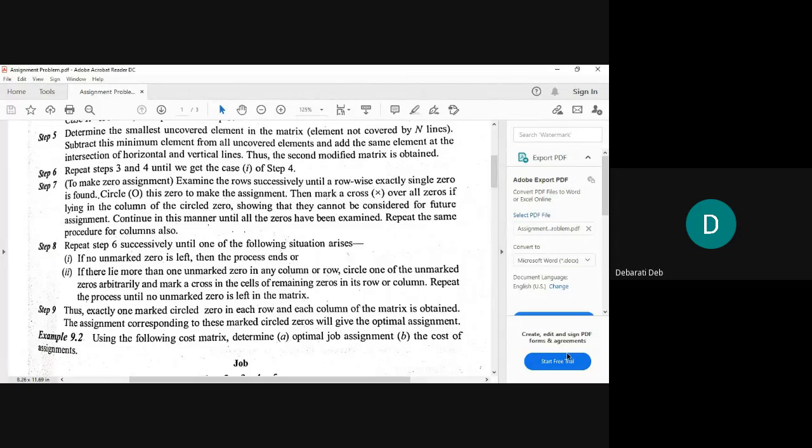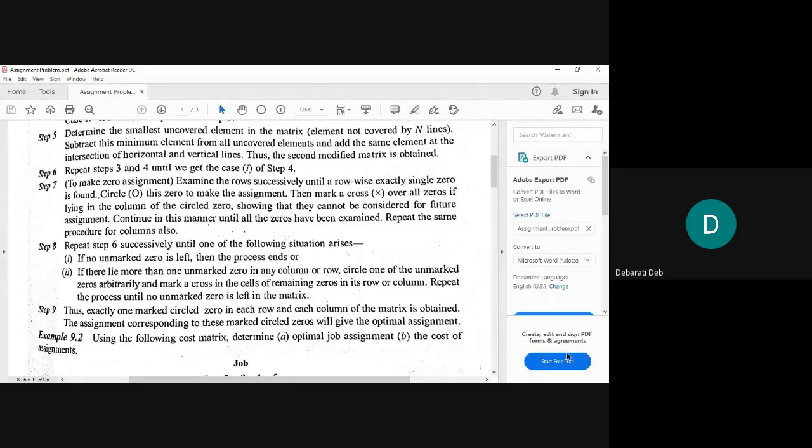Then what will you do? You will circle this zero to make the assignment. That is our first assignment. Then mark a cross over all zeros lying in the column of the circled zero, showing that they cannot be considered for future assignment.